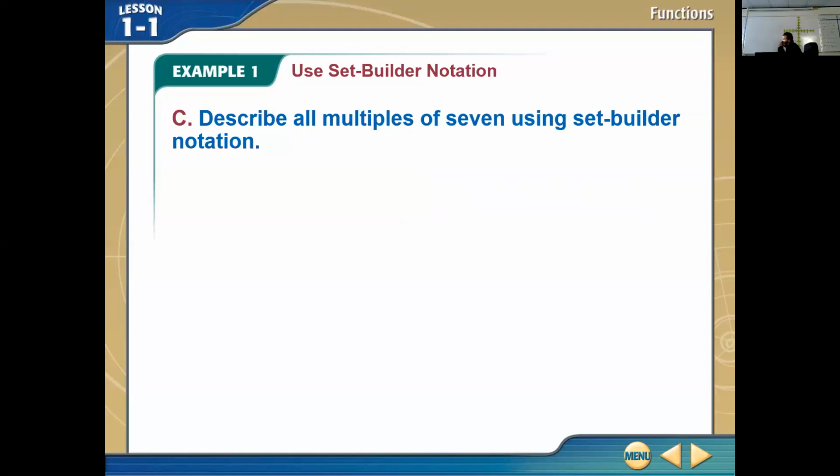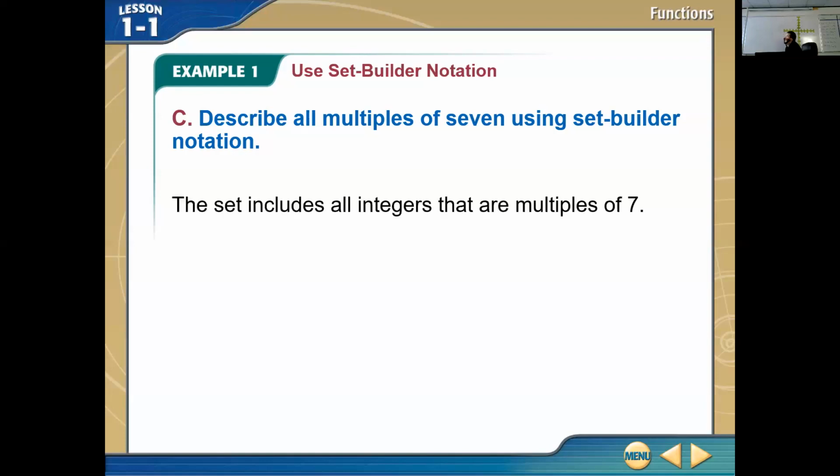Okay, this one's a little bit trickier because it says describe all multiples of 7 using set builder notation. So it says that this set includes all integers that are multiples of 7. So that is inclusive of negative numbers. But the really difficult part is, how do we describe multiples of 7?